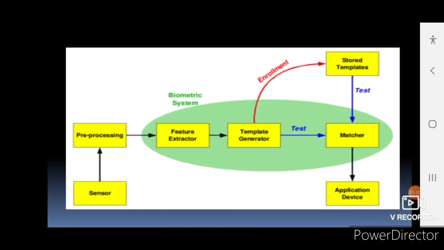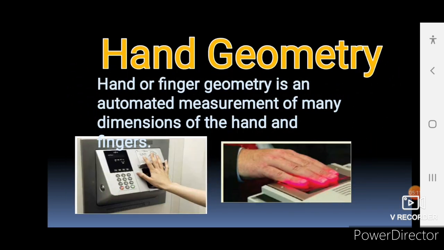This is the block diagram of how fingerprint recognition takes place. Hand geometry involves the measurement and the comparison of the different physical characteristics of the hand. Hand geometry devices have been in use since the early 1980s.